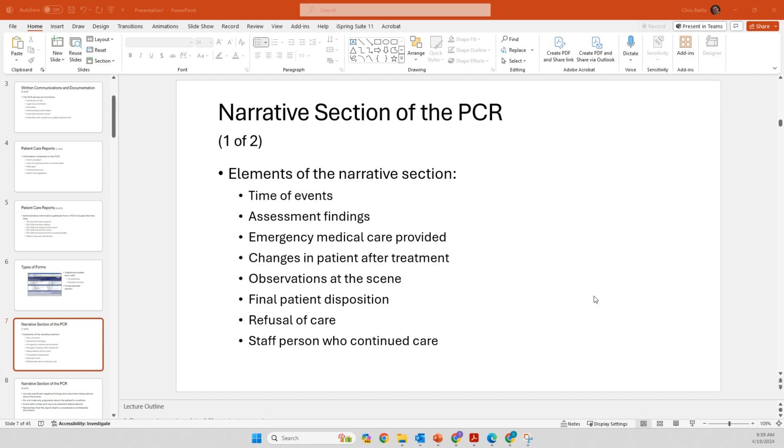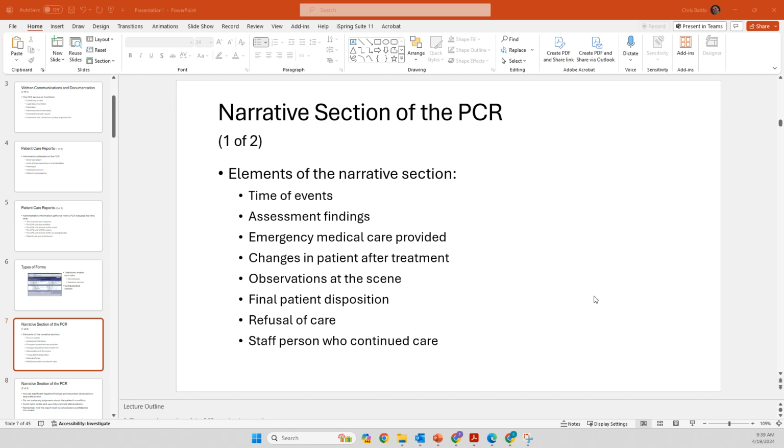But the narrative section needs to be complete, concise, spelled correctly. Yes, in patient care, grammar and spelling count. The last thing you want to ever do is write a narrative and then be on a witness stand and have a lawyer say, well, if you can't even spell this correctly, how do we know you're able to treat the patient? And they will do that.